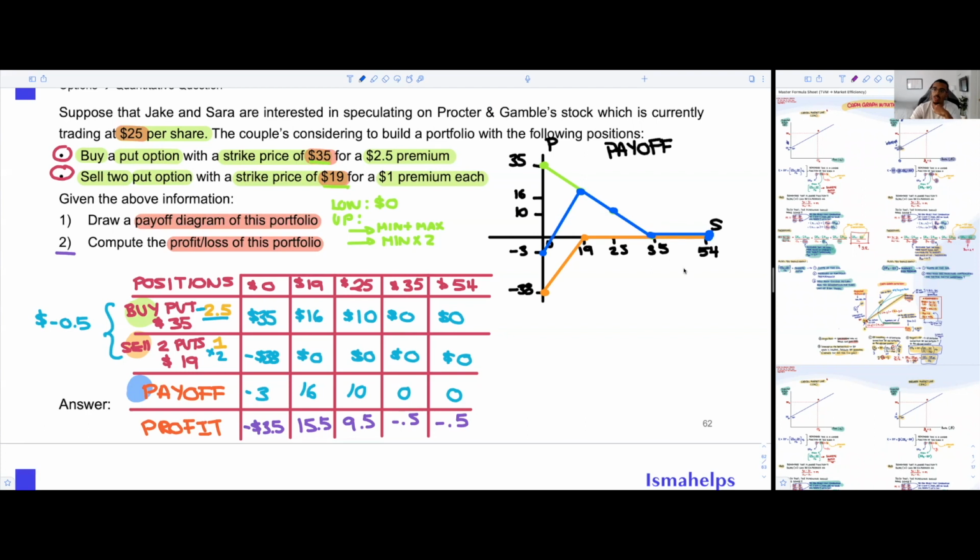So that's really awesome. And that's how you draw a payoff diagram for individual positions, for an entire portfolio, and that's how you solve for the profit of an entire portfolio. And this is really the methodology to take on an exam. And look at the smile on my face. I'm so excited that I'm done, and I'm really excited that I was able to help you out.